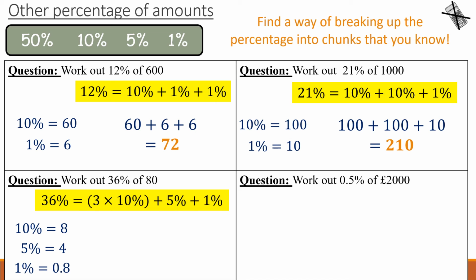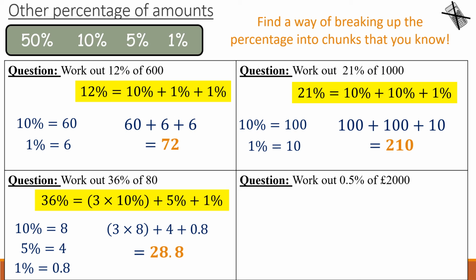And now I'm just going to look at what I've done in my yellow box and use the numbers that I've got. So 3 lots of 8 plus 4 plus 0.8. So I know 3 lots of 8 is 8, 16, 24, plus 4 plus 0.8 is 28.8.